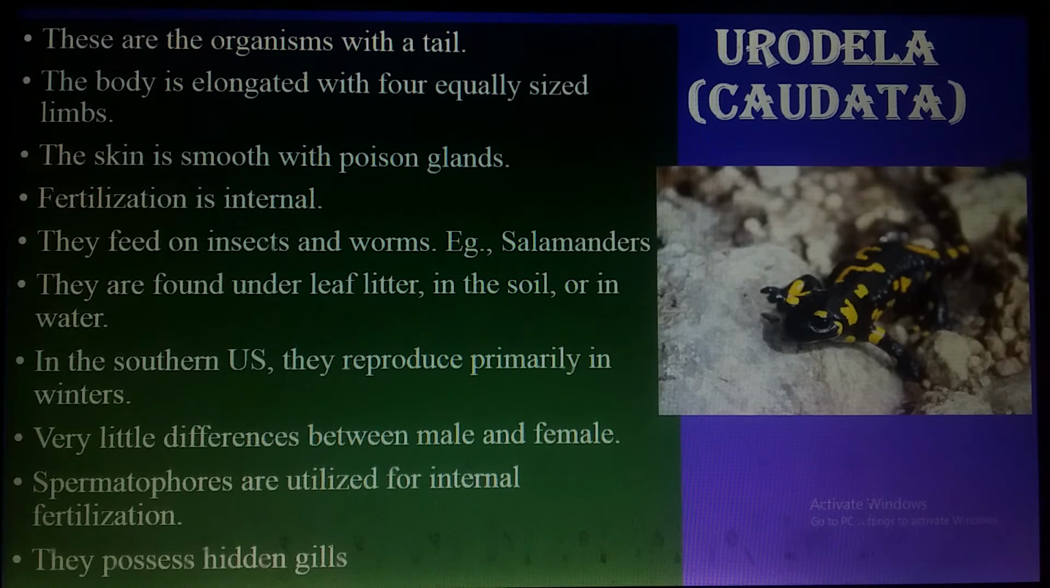Fertilization is internal. They feed on insects and worms. They are found under leaf litter in the soil or in the water, because amphibians live on the land as well as in water. So in the southern USA, they reproduce primarily in winter. Very little difference between the male and the female.